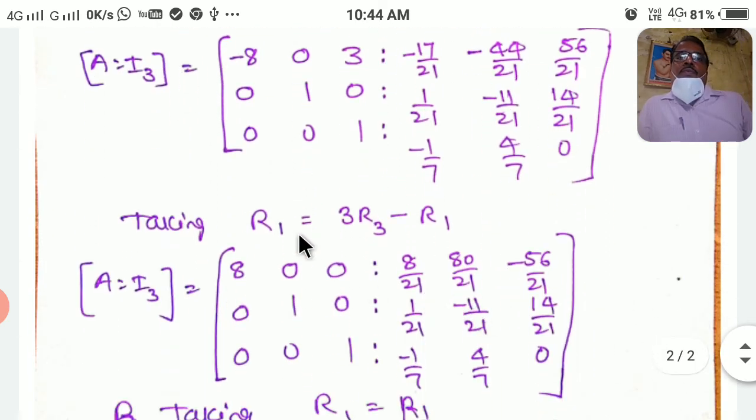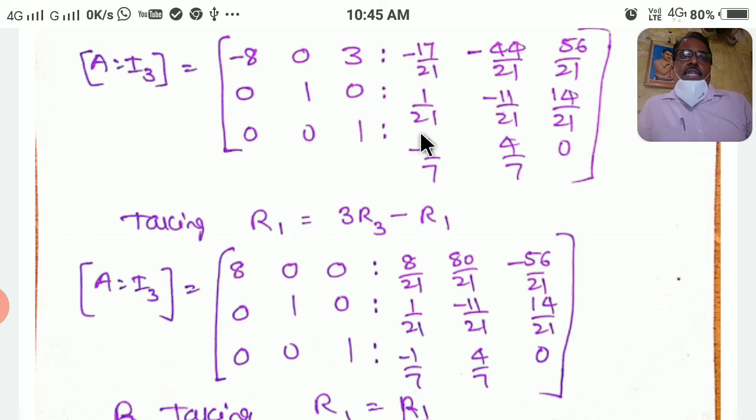Okay, next one. Again, to make this element 0, taking R1 as 3R3 minus R1. So R1 can be written as 3R3 minus R1. So multiply this third row by 3 and subtract the elements of R1. So that is 3 into 0, 0, 0 minus of minus 8, that is plus 8. Next again 3 into 0, 0, 0 minus of 0, that is 0. Next 3 into 1, 3, 3 minus 3, that is again 0. Similarly here 0 1 0 as it is, 0 0 1 as it is.